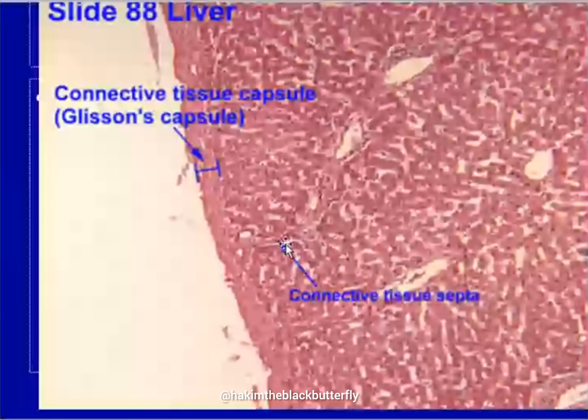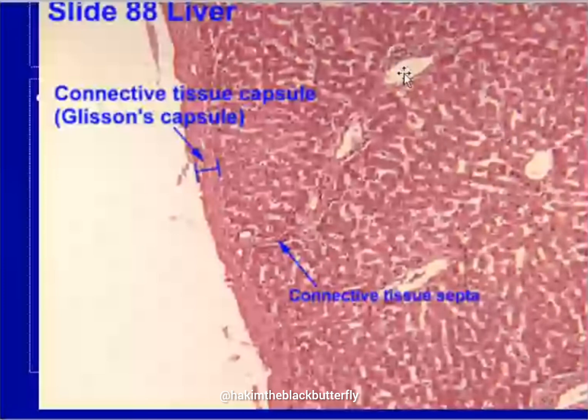What is the importance of these branches which penetrate the liver parenchyma? They act as conduits of blood vessels. Blood vessels pass through these septa as they are moving into the liver. So they are conduits, they are roads through which blood vessels pass.